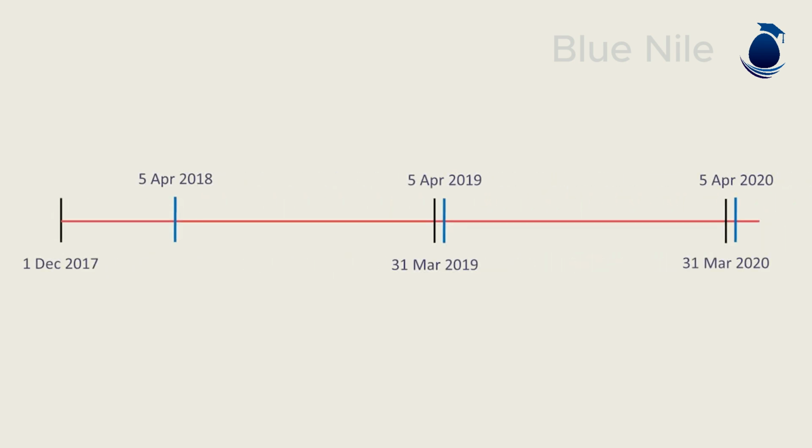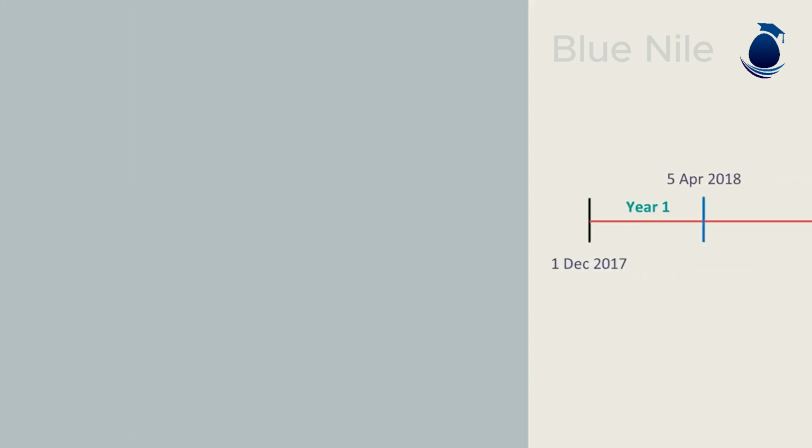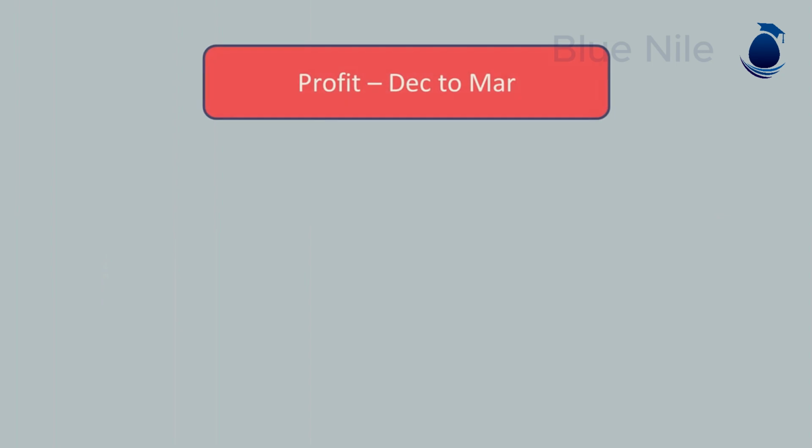Working through our rules, Year 1 for Joel will be the 2017-18 tax year, as the start date of the 1st of December 2017 falls within that year. We said that for Year 1 we always take the period between when trade begins and the next 5th of April, so here it's the period 1st of December 2017 to the 5th of April 2018. Here we need to find the profit for the 4 months covering December to March.